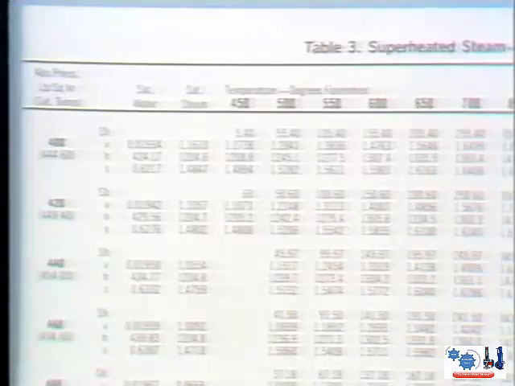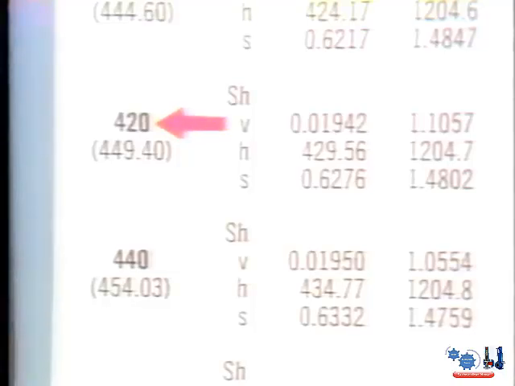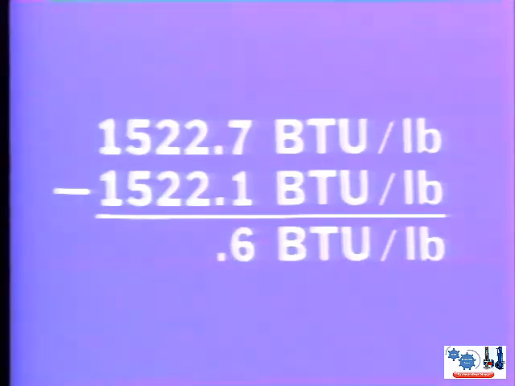Looking at Table 3, we find that the exact enthalpy value for the pressure we have is not listed. Instead, we find the values for 420 psia and 440 psia. This means that in order to find the value for 435 psia, we have to do some calculating. The enthalpy at 420 psia and 1,000 degrees is 1,522.7 BTUs per pound. The enthalpy value at 440 psia and 1,000 degrees is 1,522.1 BTUs per pound. The difference in enthalpy between these two values is 0.6 BTUs per pound.